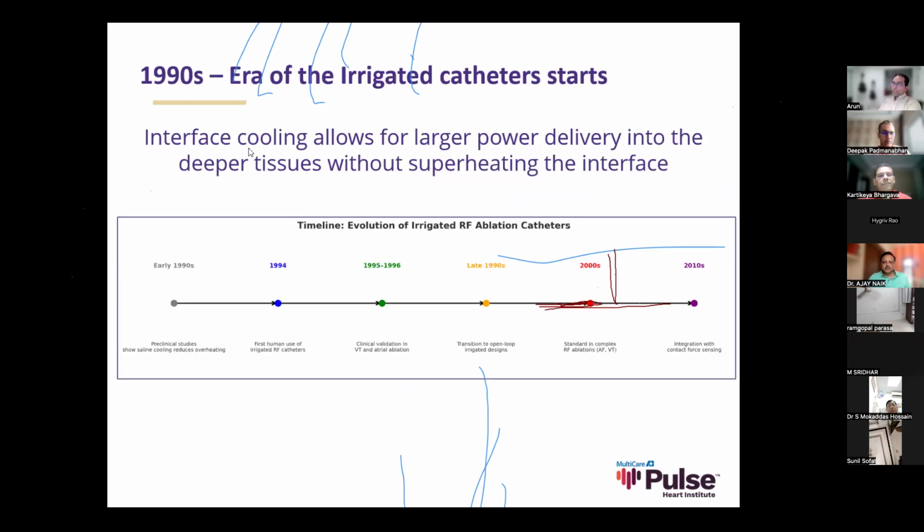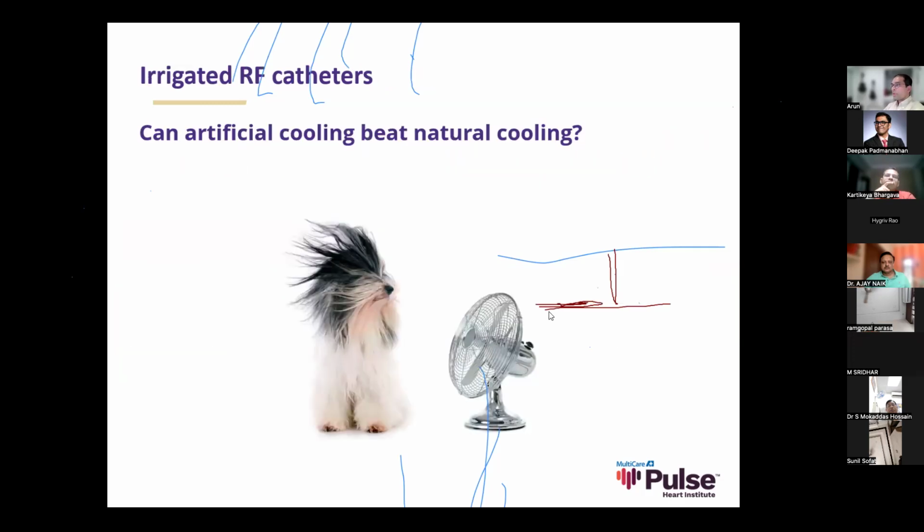So the 1990s era of irrigated catheters starts. Interface cooling allows for larger power delivery. Exactly what we were talking about. We want to protect the surface and deliver the power into the deeper tissues without superheating the surface. Like we talked about natural cooling forces, like the blood pool and the convection of the blood and all that stuff. Now we create artificial cooling sources from within the catheter, and we try to see if we can cool the tip of the catheter.